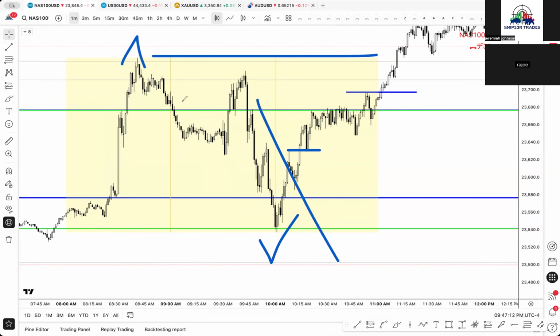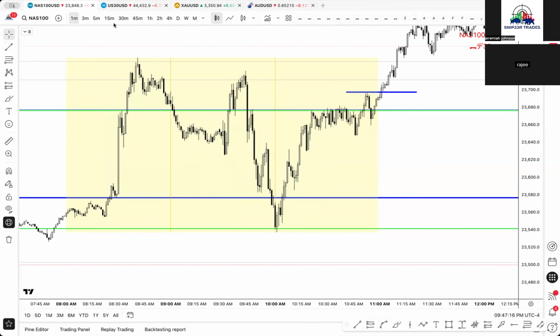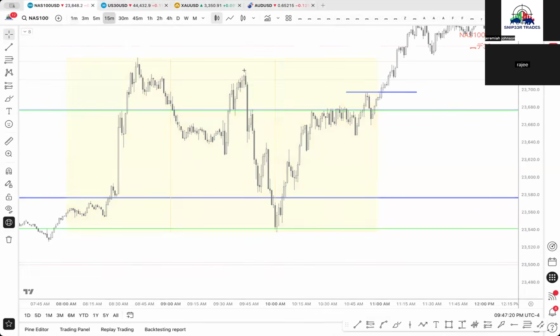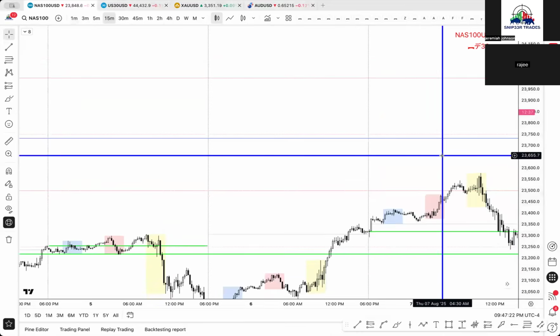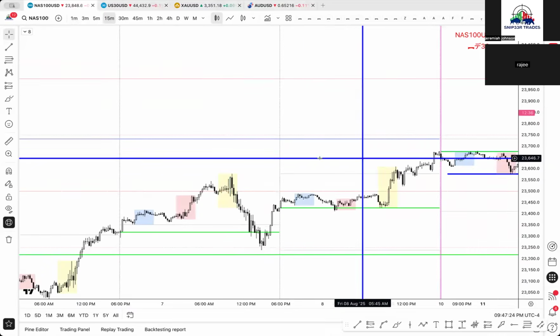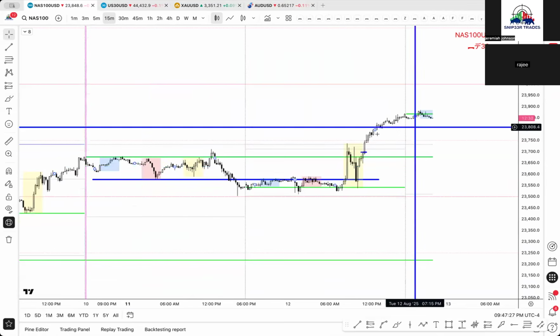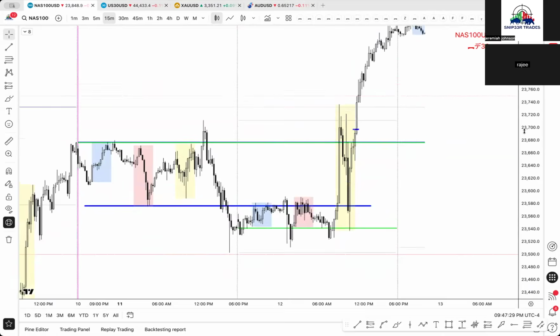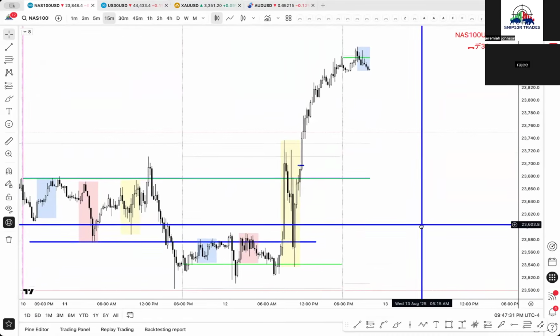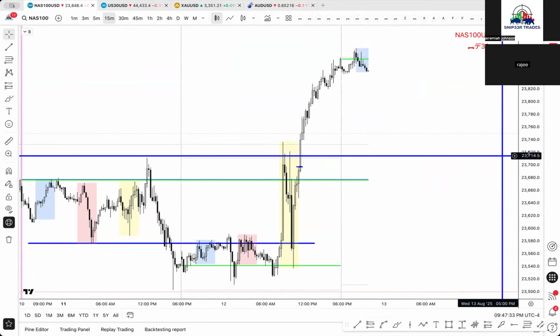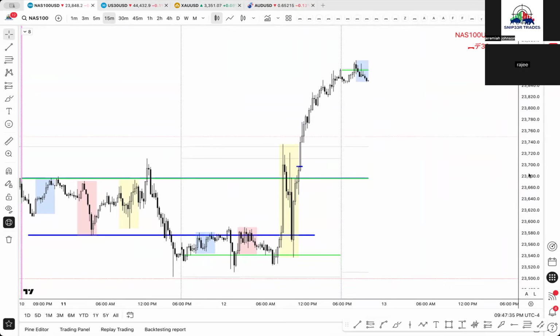1, 2, 3. So I always split everything up in three different sections. That can be 3 hours, 3 days, 3 weeks, 3 months. I'm always counting to three. Tomorrow's day three. We got a close and breakout signal. I'm definitely watching the NASDAQ tomorrow. We might get a best trade setup.